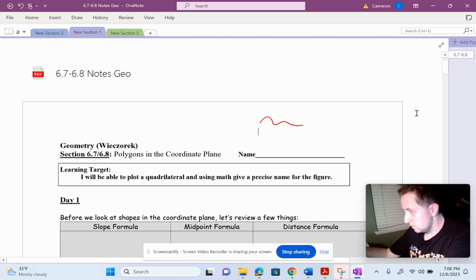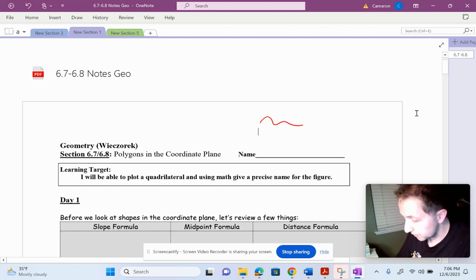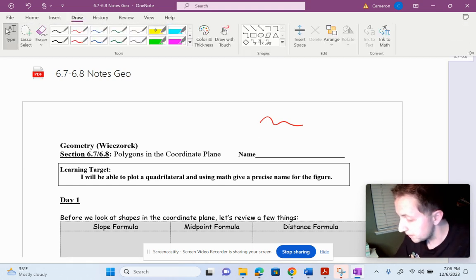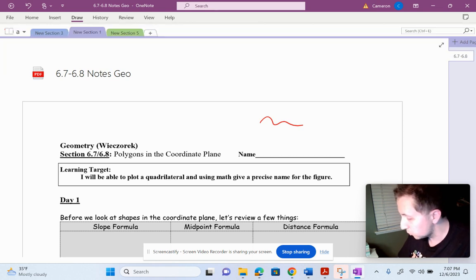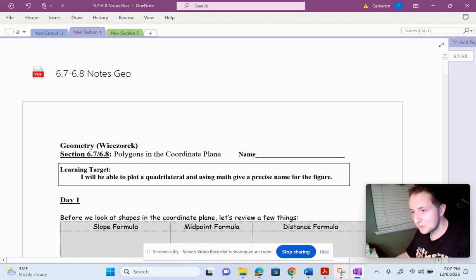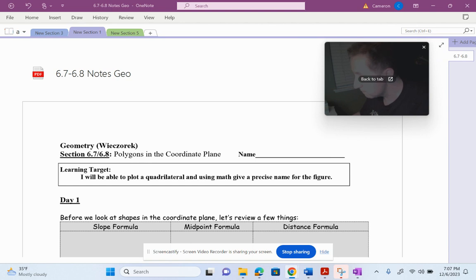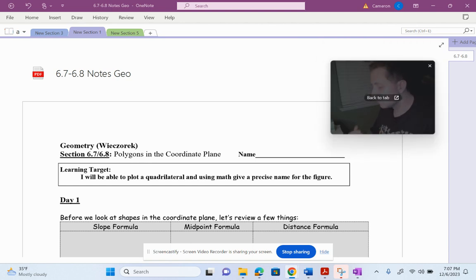All right. We are going to look at day one of section 6.7 and 6.8. We're going to be looking at polygons in the coordinate plane, and we're going to start building towards this concept that's called a coordinate proof. It's not a two-column proof, so we're not going to be making a statement and reasons chart, but it is more of, I would say, an algebraic type of proof.